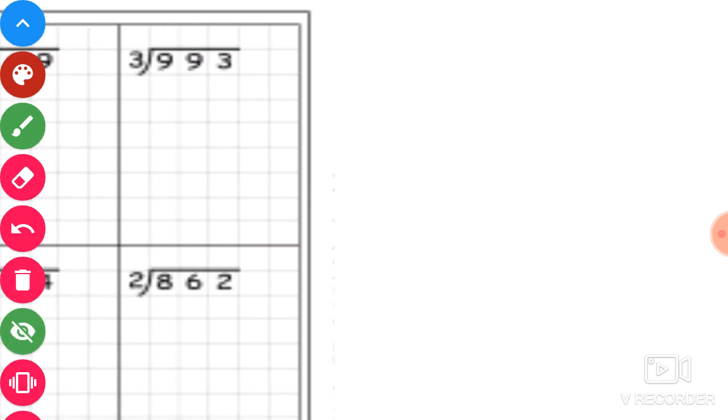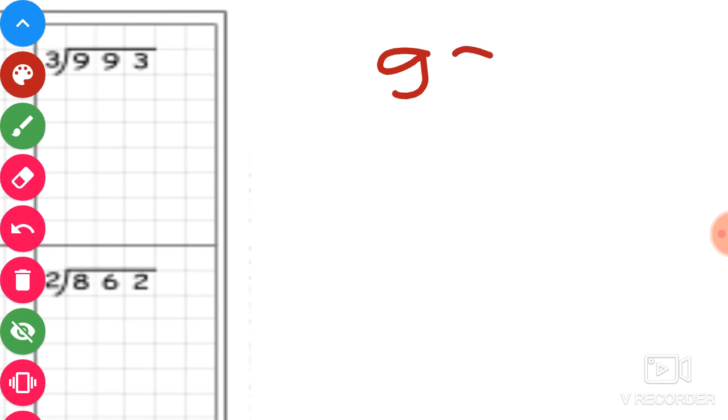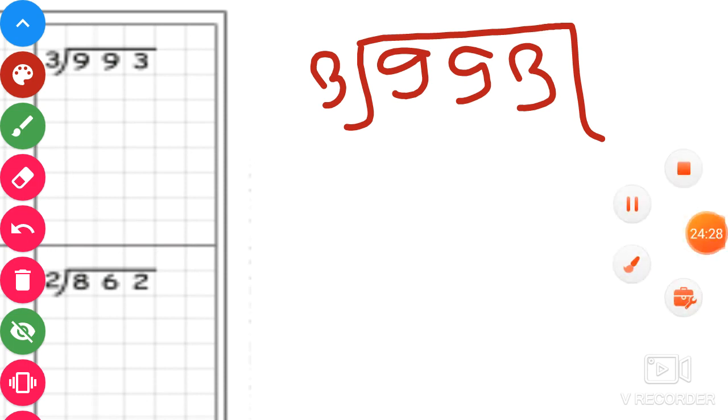Now again this question. In this question also we are having divisor as 3. So this question you will do yourself. Do this question. 993 divided by 3. Do this question yourself.